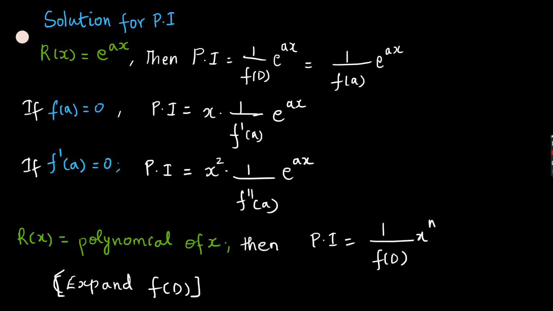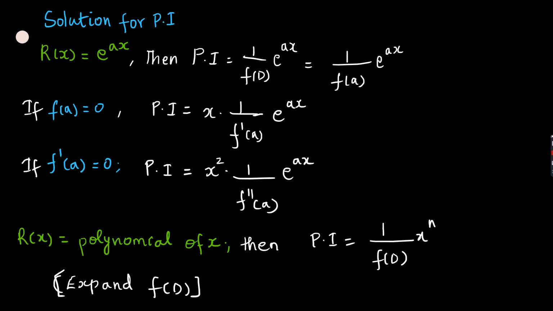Okay, so next is the solution for the particular integral. If your r of x, that is the RHS of your non-homogeneous equation, is an exponential term, then this is the form to find your particular integral, where PI is equal to 1 by f of D times e power ax. So f of D is the expression that you write for your differential equation, that is d square y by dx square is written as D square and so on. So instead of D, you're going to substitute a, replace it by a, and you're going to get the answer.